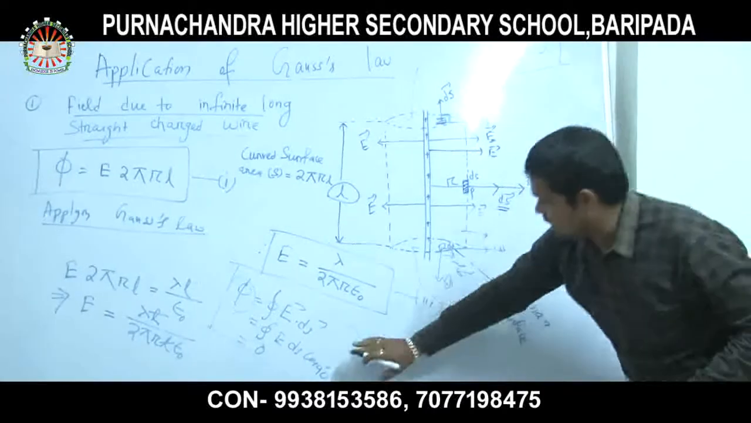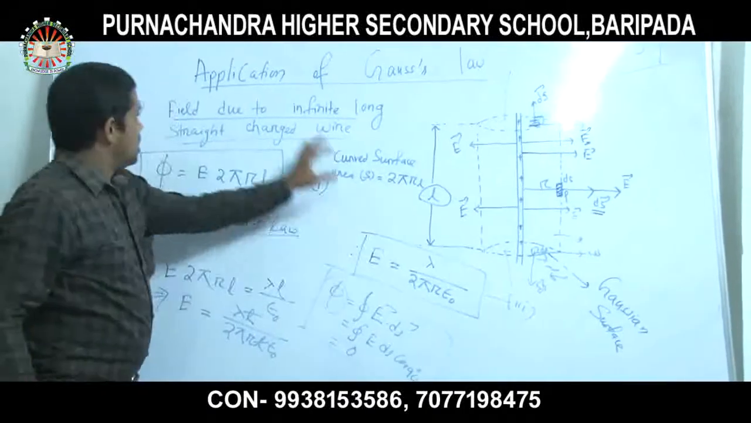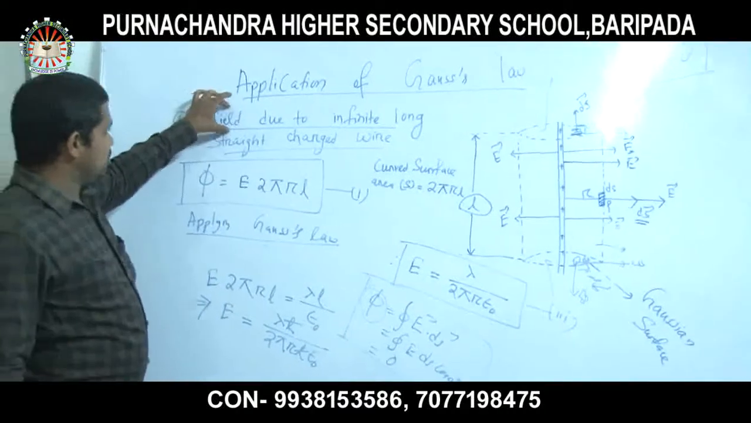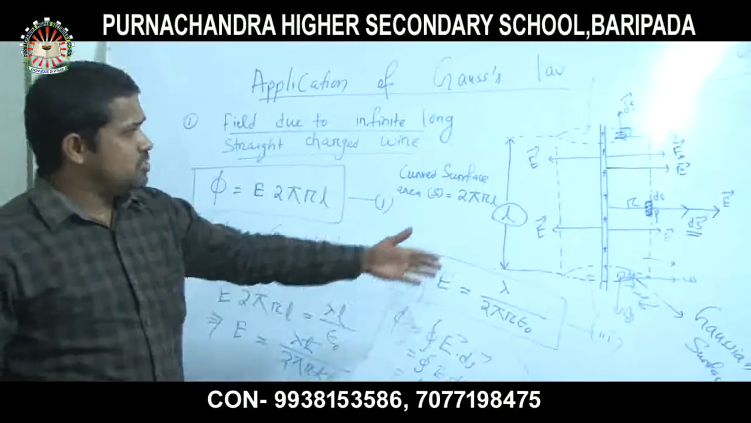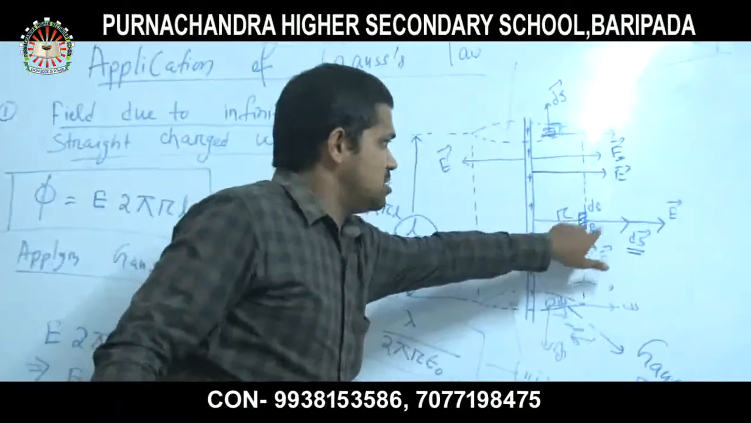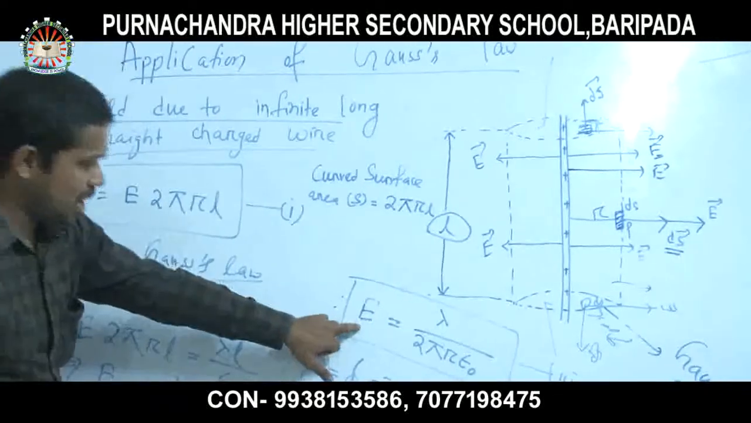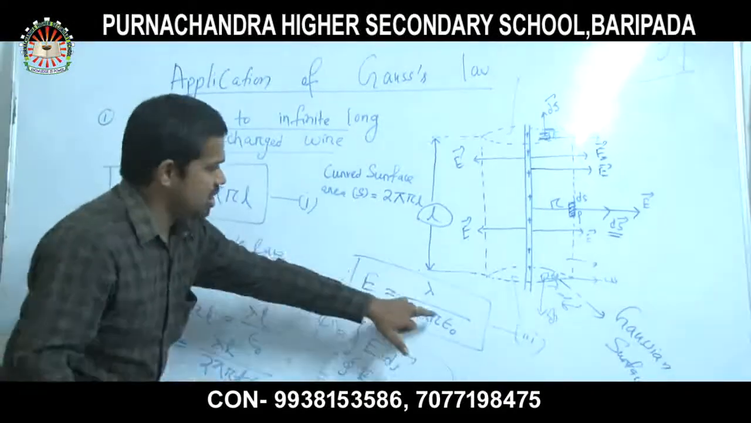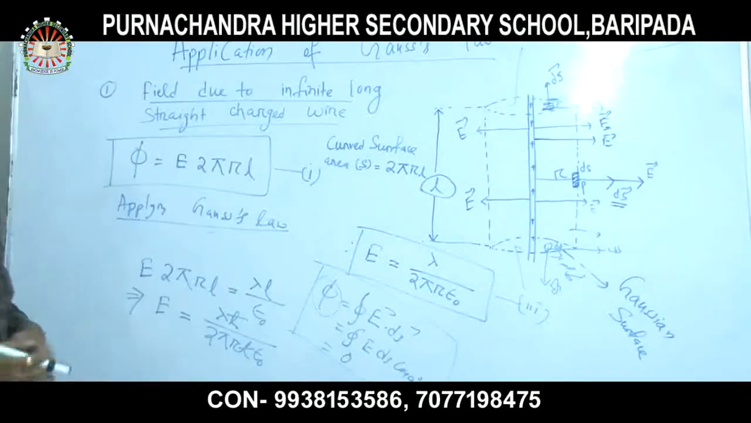So this is my final answer. Remember, students, our aim was to find the electric field due to an infinitely long straight charged wire at some point. At this point P, the electric field becomes E is equal to lambda, where lambda is the line charge density, divided by 2 pi r epsilon 0. Simple. Thank you, sir.